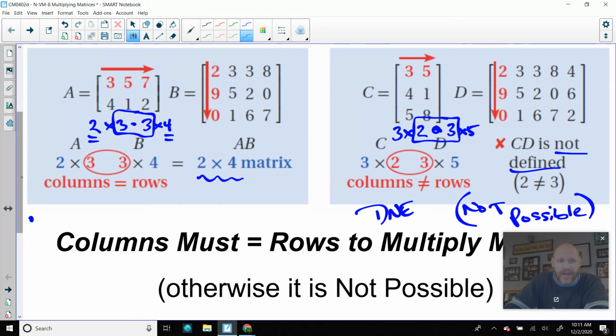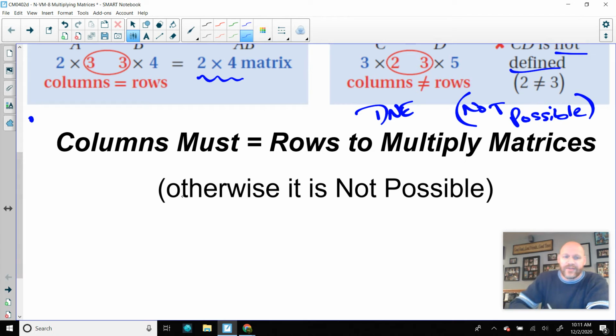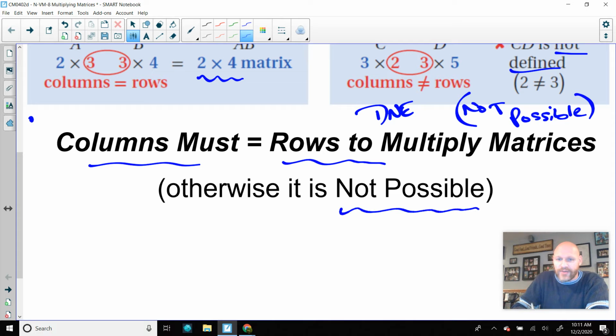So in the end, I've got this note here. If you want to write that down somewhere in your notes: the columns must equal the rows in order to multiply matrices. Otherwise, the answer is going to be not possible, which is a perfectly good answer on your quiz or something along those lines.